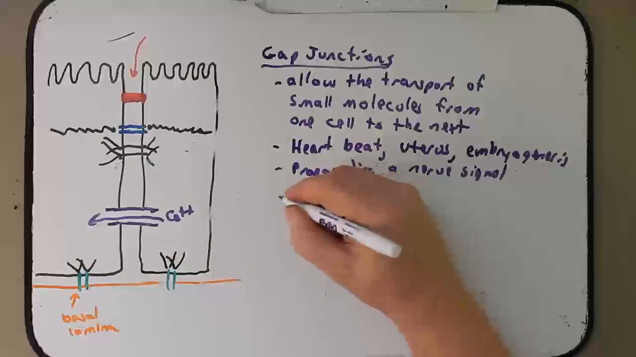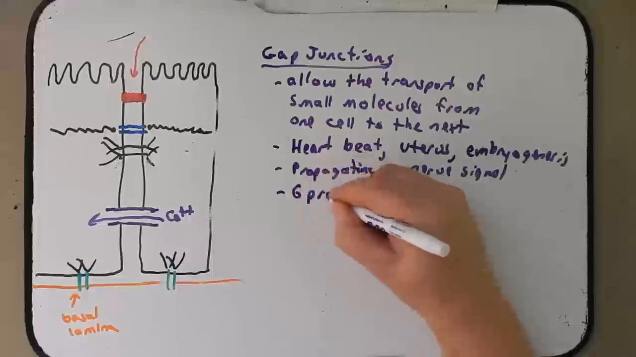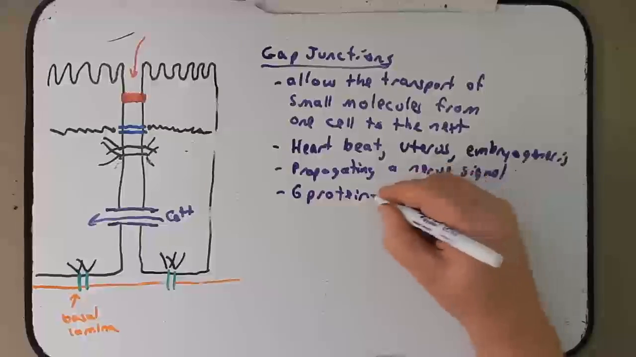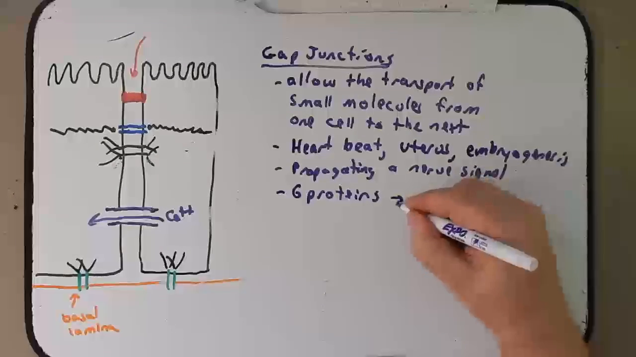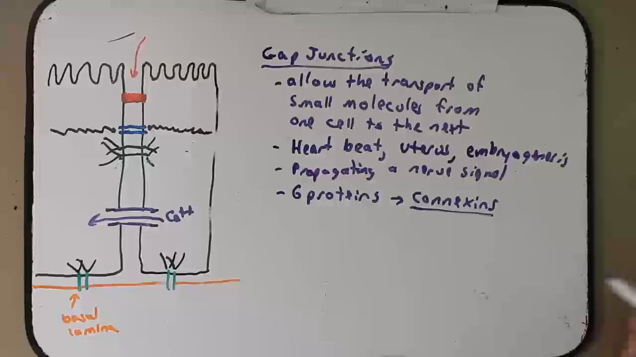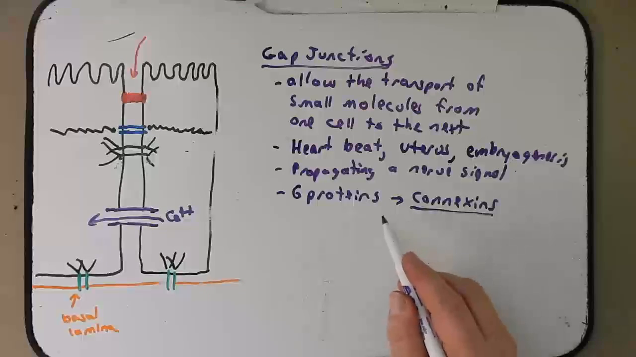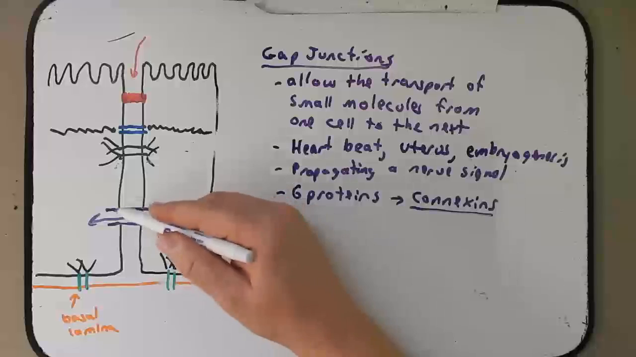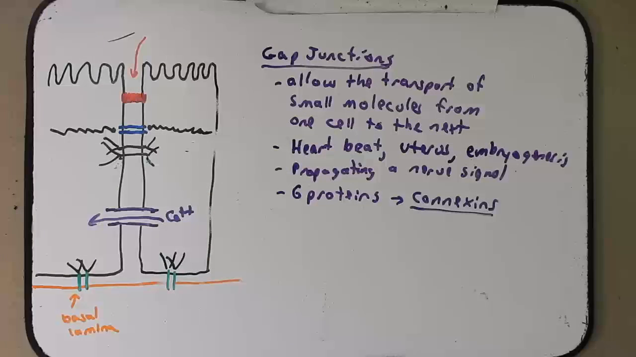They're made up of 6 proteins, and these proteins are called connexins, one of my 2 favorite proteins. Together, these 6 connexins form this channel that allows the movement of small molecules. I would love to teach a whole semester just on gap junctions, but they won't allow me to do that. So that's all I'm going to say about them for now.